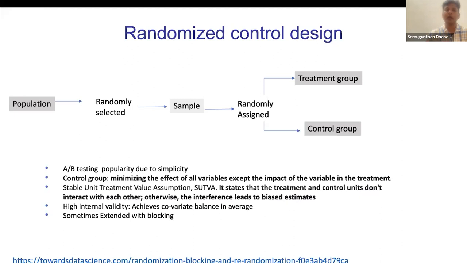One of the things to know about the randomized control design is that it's essentially based on the stable unit treatment value assumption. It basically says that between the treatment and control units there is not much interference. So sometimes when you are designing it, you have to remember this, if there is going to be some kind of interference between treatment and control. Okay, so that is about the experimental design and some background.